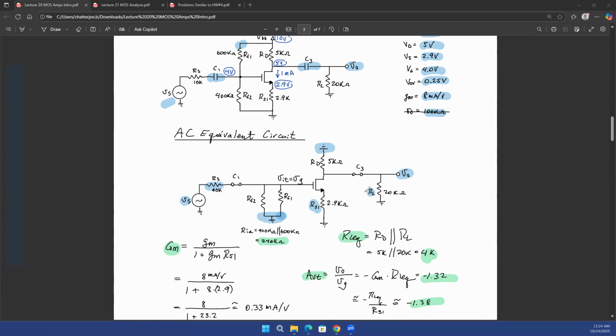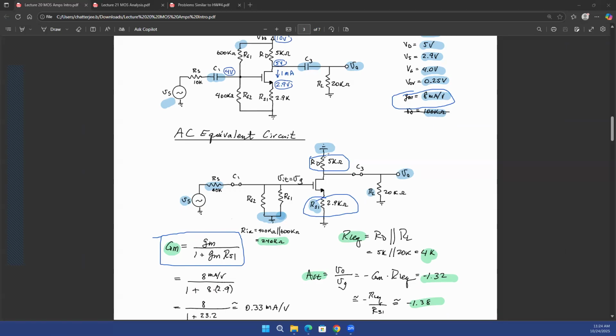All right. Now, RD is given to be 5 kilo ohm, RS is given to be 2.9 kilo ohm, and gm is given as 8 milliampere per volt. Now, because you have a source degeneration, what is going to be your uppercase Gm? What is the overall Gm of the circuit? That's going to be gm divided by 1 plus gm RS.